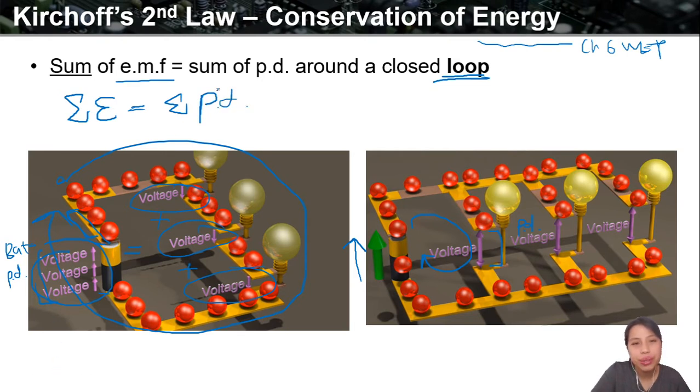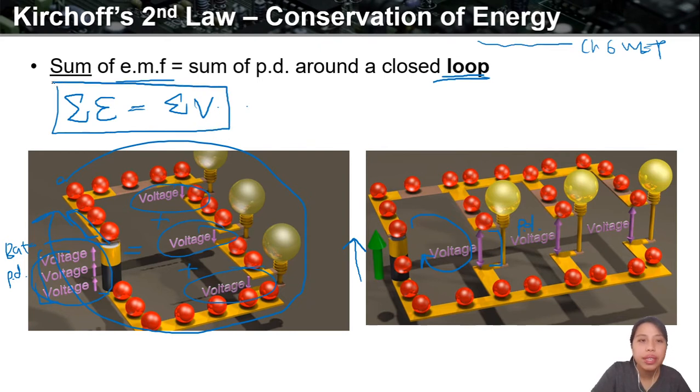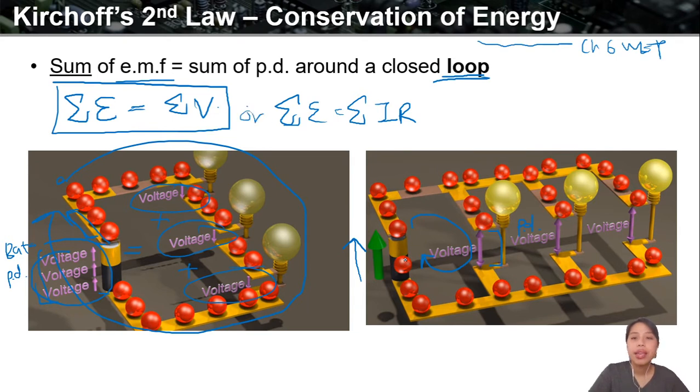Or if you say, I don't want to write PD, can I use something else? I can. Then you say sum of E equals sum of V. V here represents the potential difference across each component. Or you can say sum of E equals sum of IR, because IR is V.